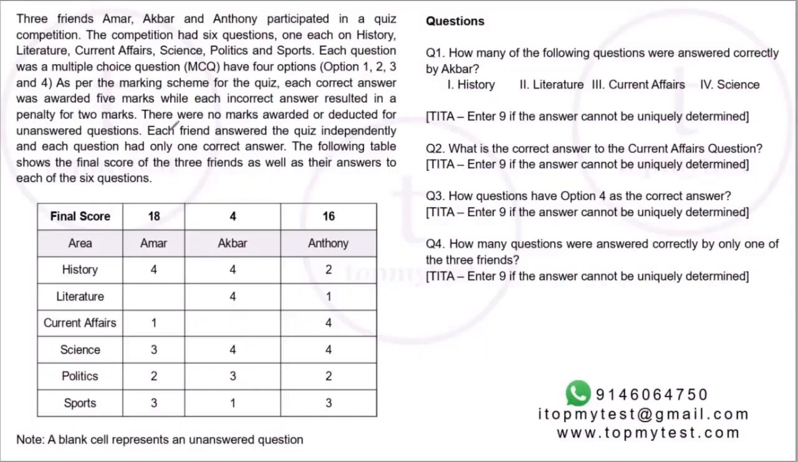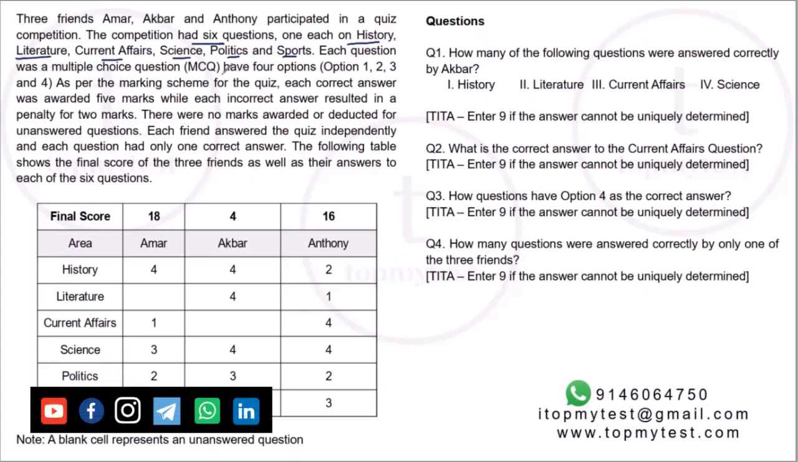Three friends, Amar, Akbar and Anthony, participated in a quiz competition. The competition had 6 questions, one each on history, literature, current affairs, science, politics and sports. So you have these 6. Each question was a multiple choice question, MCQ, with 4 options, option 1, 2, 3 and 4.